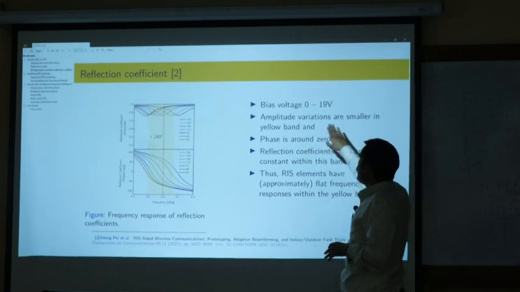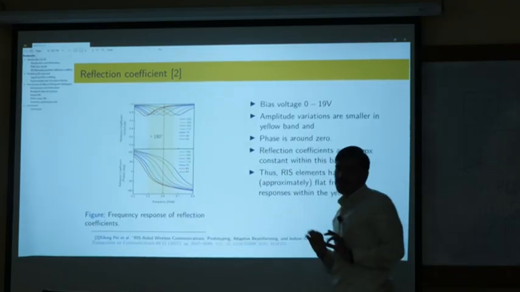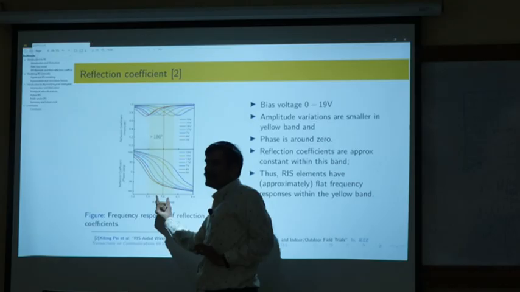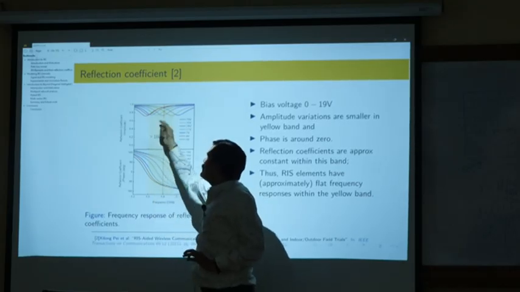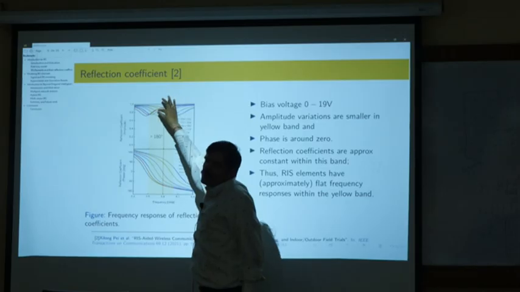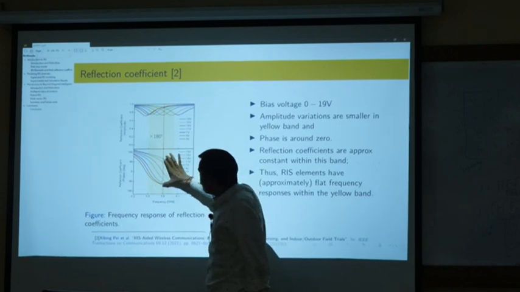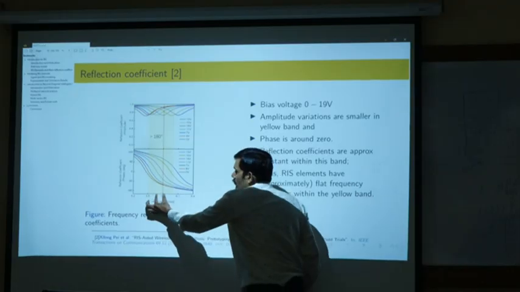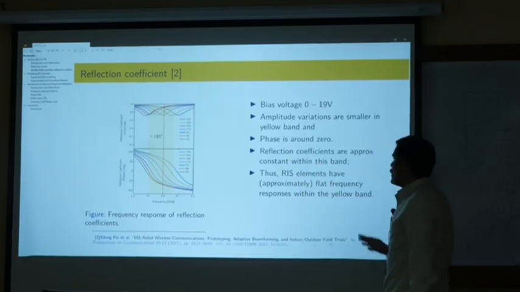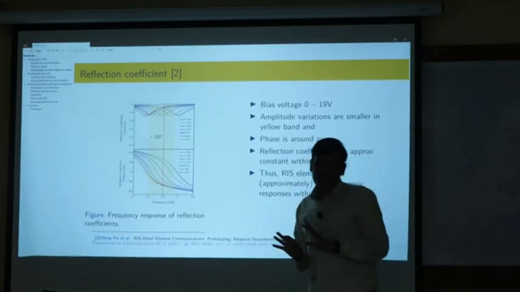The amplitude variations are smaller in the yellow band. Why are they considering the yellow band? Because their operating frequency is 5.8 gigahertz. So they will operate only around 5.8 gigahertz. Around 5.8 gigahertz, in this yellow band, this curve is almost linear. So they consider only this band. The reflection coefficients are approximately constant within this band, and thus the IRS elements have an approximately flat frequency response within this yellow band. Almost flat, they have assumed.